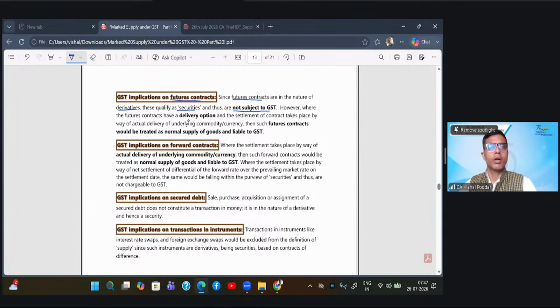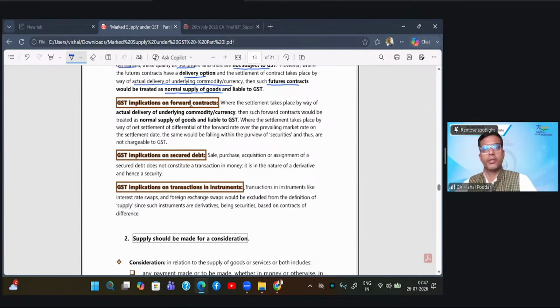However, where future contracts have a delivery option and the settlement takes place by way of actual delivery of the underlying commodity, let us say it is a gold derivative, so the underlying commodity is gold and your contract is concluded by actually giving the delivery of gold, then such future contracts would be treated as normal supply of goods. Why? Because ultimately what has come against that contract is goods. So only where the contract is settled without actual delivery, then it will become securities and not goods, not service. But where it is settled by delivery of the actual underlying commodity, then it becomes supply of goods.